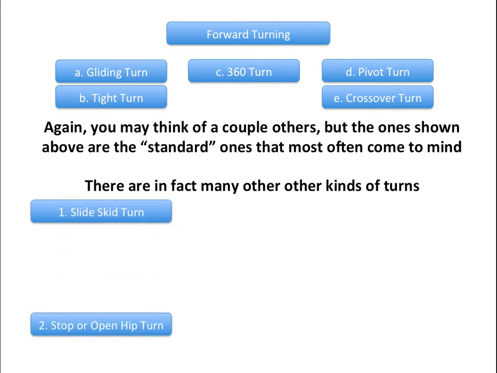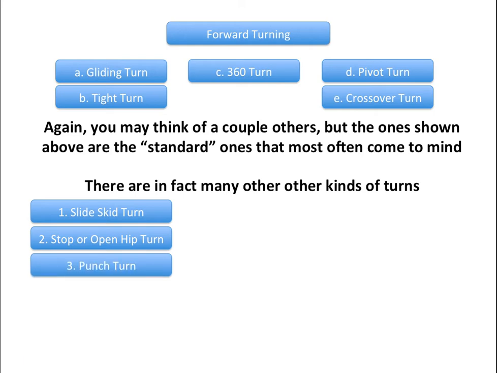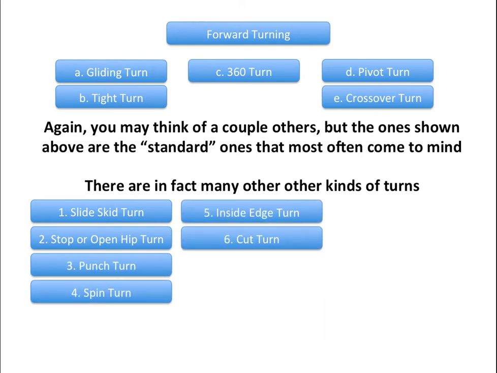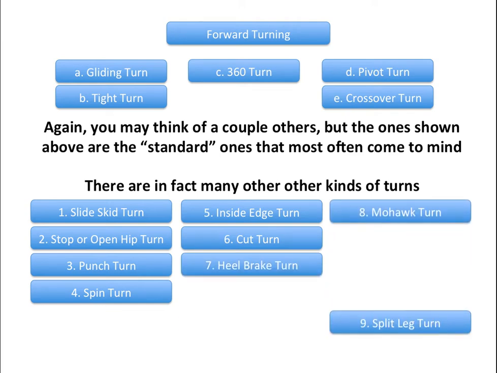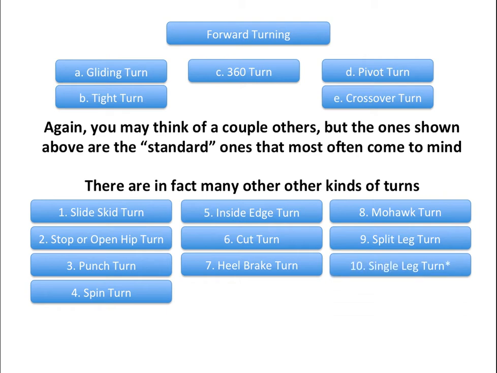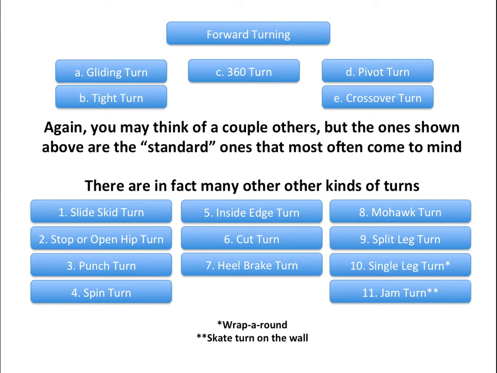We have the slide skid turn, the stop or open hip turn, the punch turn, the spin turn, the inside edge turn, the cut turn, heel break turn, the mohawk turn, the split leg turn, single leg turn, and the jam turn. And the single leg turn is most often used on the wraparound or even on a slap shot fake. And the skate turn on the wall is really what the jam turn is. So we're under tight pressure. We have to pivot quickly or rotate quickly on the wall and use our skates to pick up the puck.